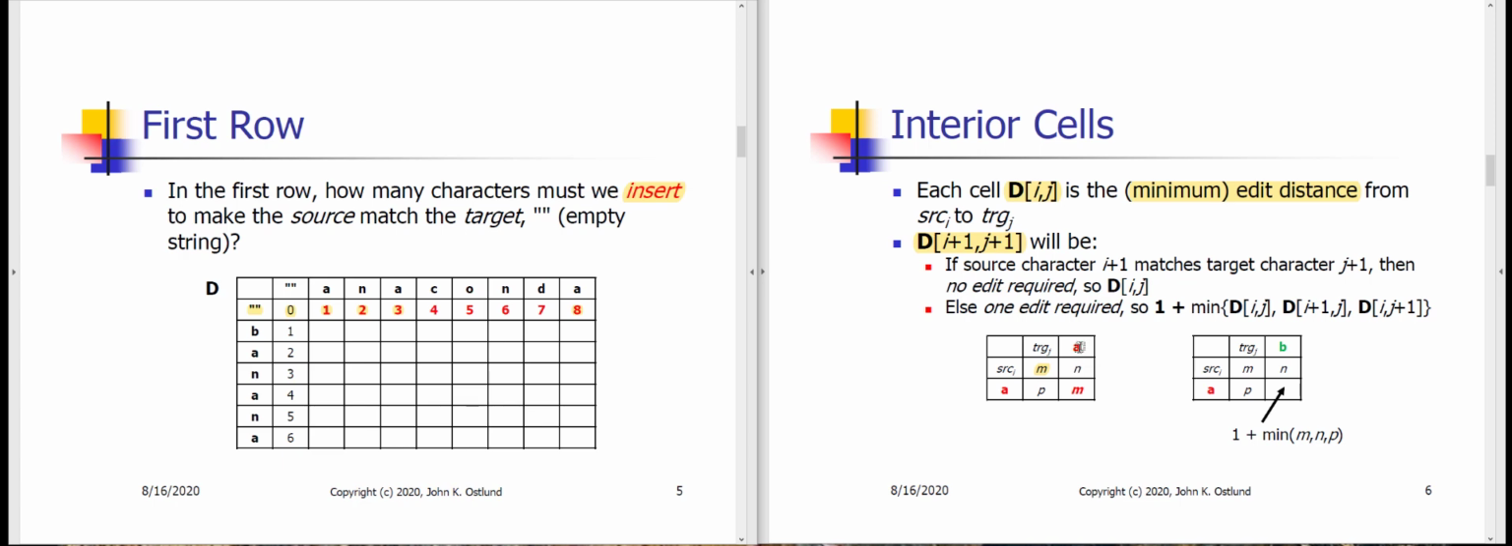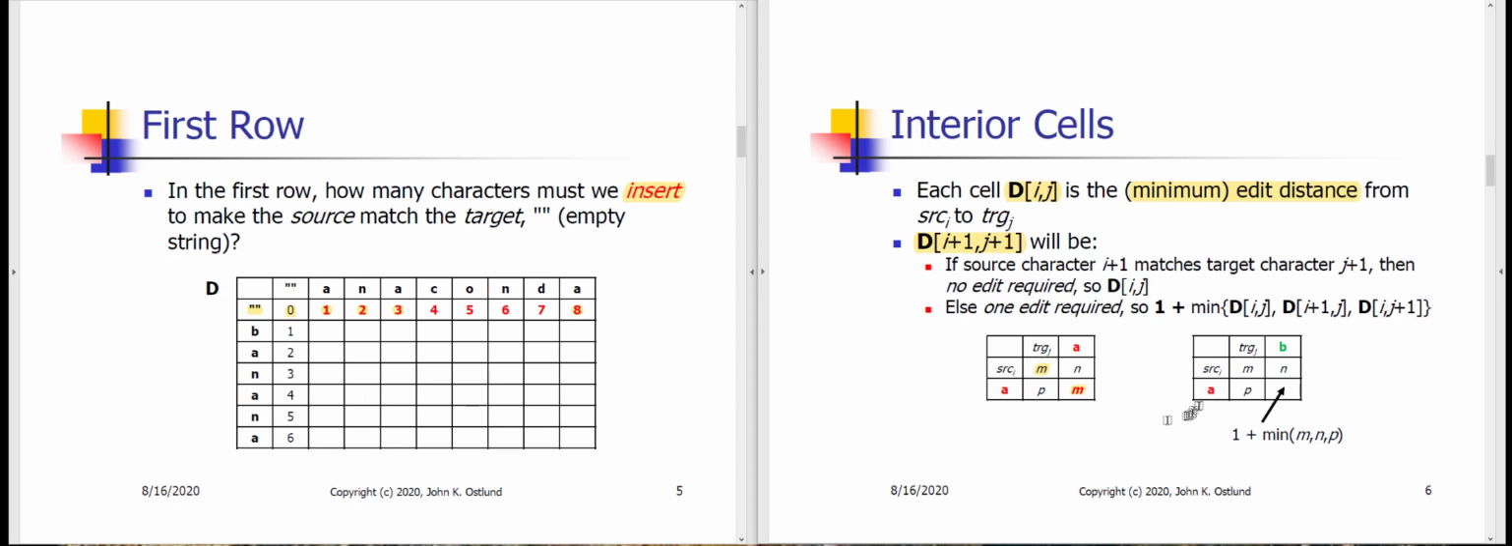If the two subsequent characters match, then there isn't actually any editing that we have to do. We're just going to extend both the target prefix and the source prefix by one more character, without any editing. In that case, we're just going to copy down the edit distance from the upper left. So we're just going to do this diagonal copy downward.